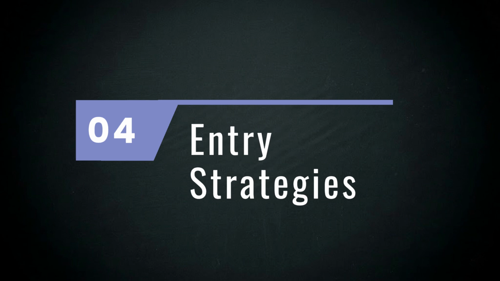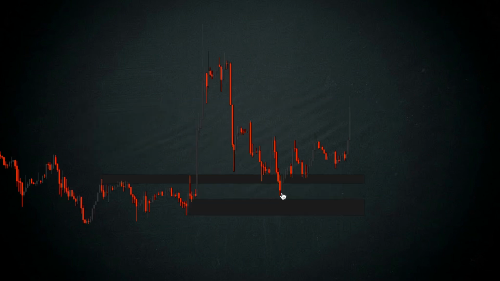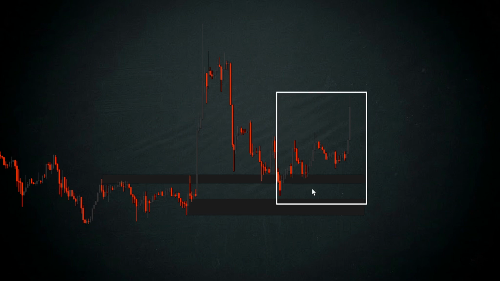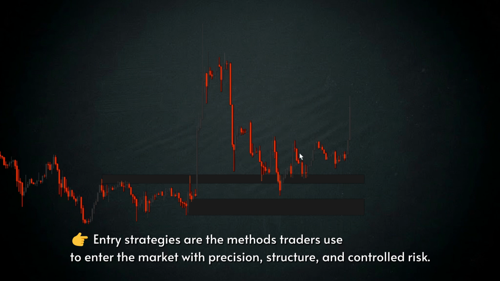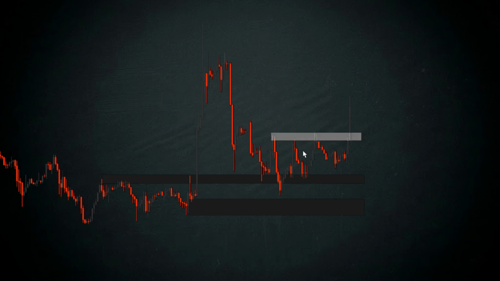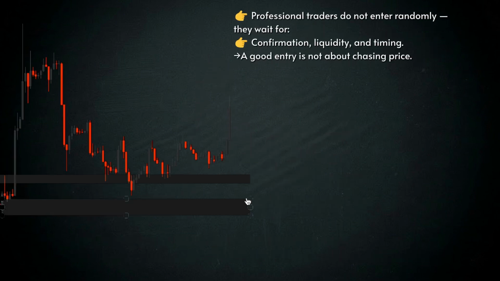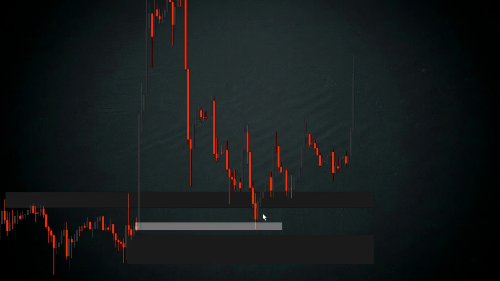Next up, Section 4, Entry Strategies. Let's talk about executing the safe trade. Let's walk through this mechanical sequence step by step. Let's say you've got a beautiful corrective pullback or a confirmed liquidity sweep. Step 1, you patiently wait for the price to actually tap your higher timeframe supply or demand zone.